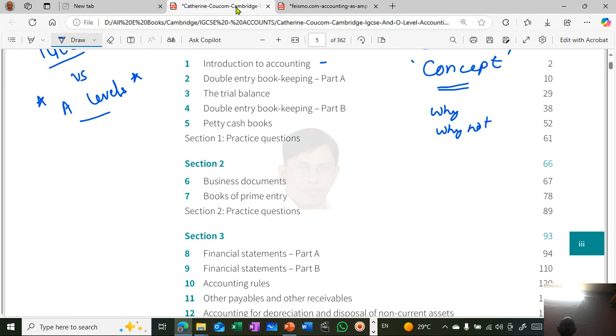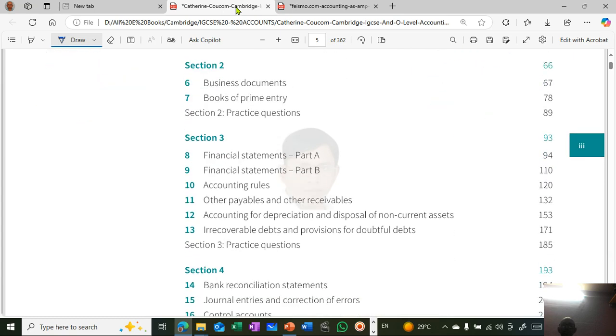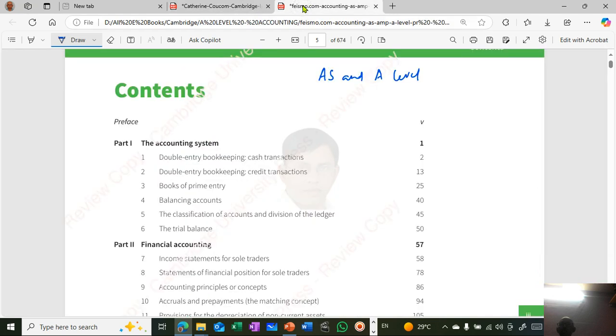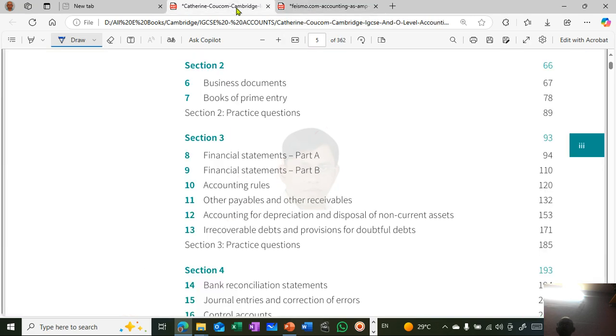So then accounting rules. So what are these accounting rules? So these are the accounting rules. So the same thing you have here also, the accounting rules. So accounting principles or concepts, in this itself, accounting rules also along with this, when you are learning the lessons here. Even along with this you will be learning accruals and prepayments. See accruals and prepayments. This is nothing but the same thing. Other payables and other receivables are nothing but accruals and prepayments.